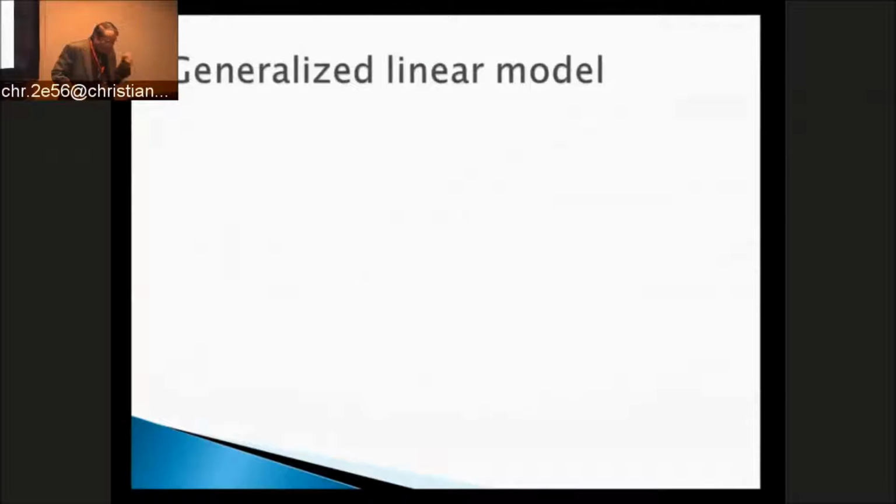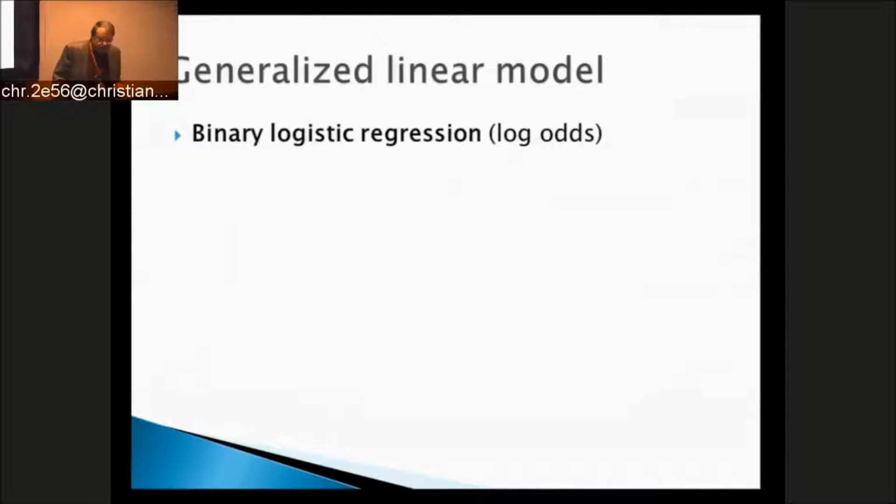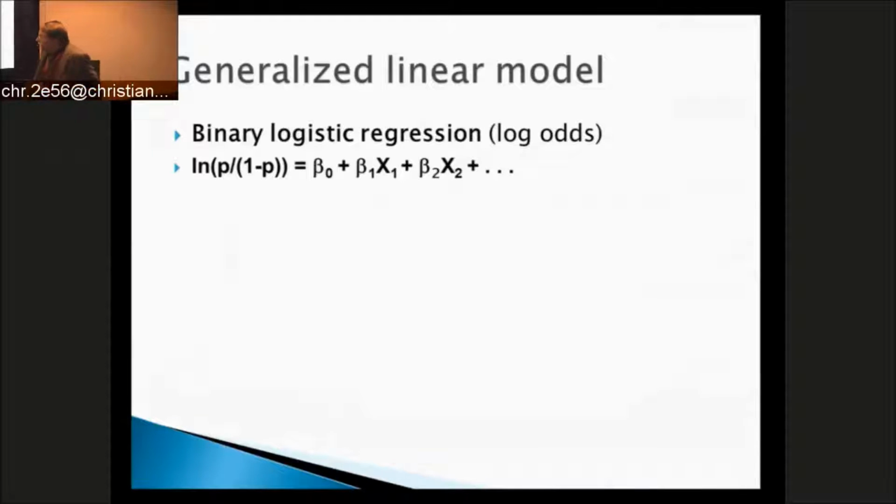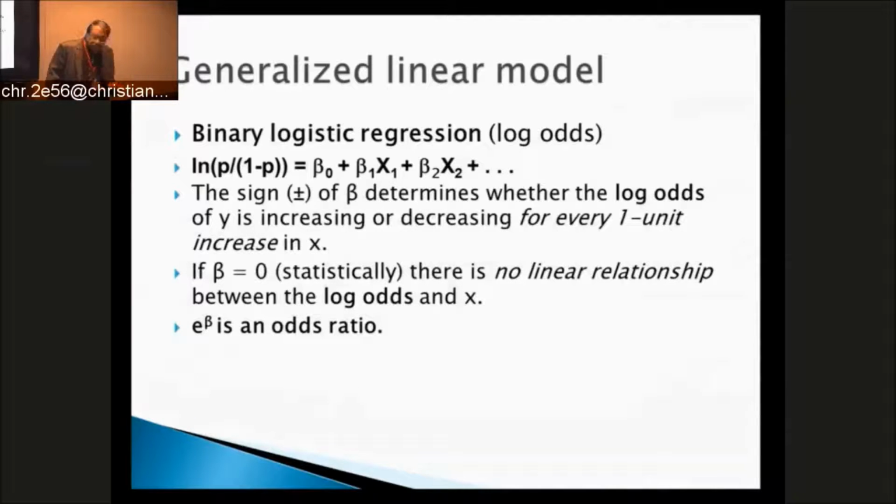Okay. So then an extension of the general linear model, the generalized linear model, and the most familiar one, of course, is the binary logistic regression, where we model the log odds of some event. This is the log of the probability of the event over the probability of no event. And it's modeled in the same way, where you have some combination of variables that you think are predicting that outcome. And then the sign of the regression coefficients is interpreted the same way as in regular linear regression.